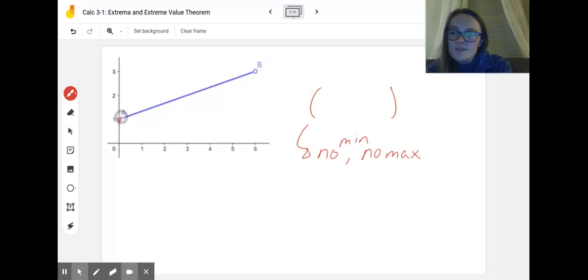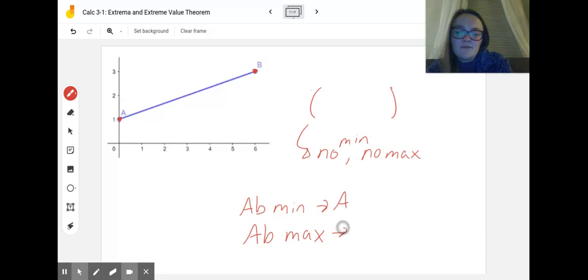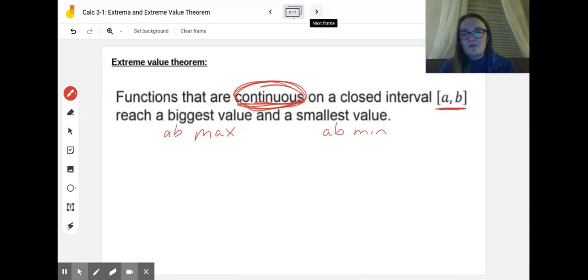If I were to close this interval, it's pretty obvious that the lowest possible point, the absolute min, would be A, and that the absolute max would be B. In fact, if I'm given any closed interval at all, I have to have an absolute max and an absolute min, and that is what is called the extreme value theorem.